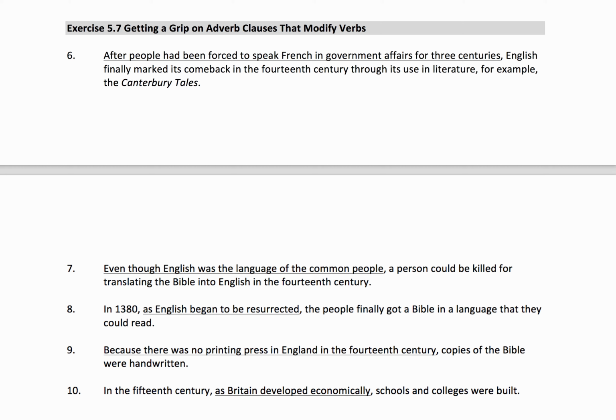So keep in mind, because is a subordinate conjunction. Because is not a coordinating conjunction. Because does not get punctuated like we punctuate and or but, right? But that's a common error, that people punctuate because just like it's and. It's not punctuated like that. Okay. Number 10, in the 15th century, as Britain developed economically. So we have the adverb clause, as Britain developed economically.